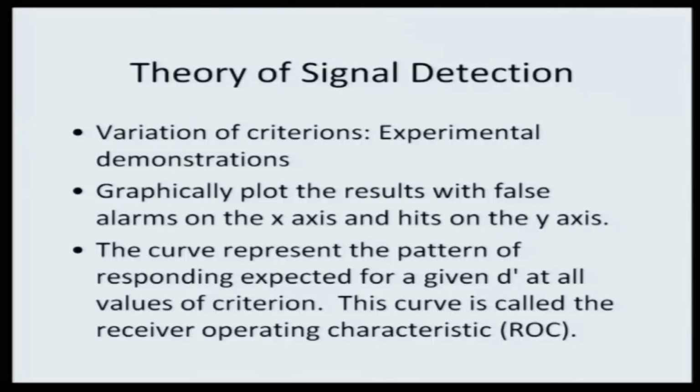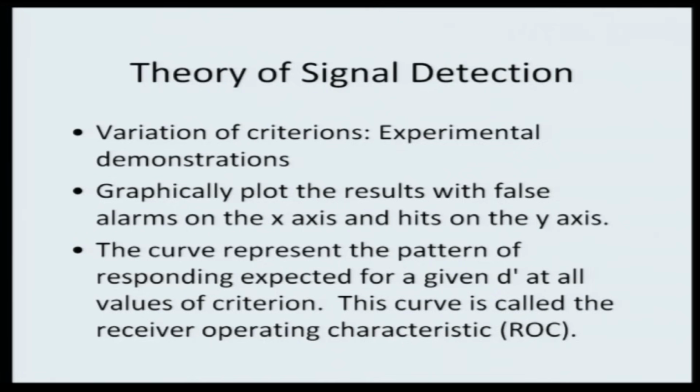Case 1, when hits are rewarded and false alarms are not punished. In the second case, when hits are not rewarded, but for creating a false alarm, you receive a punishment. Now, if you graphically plot the result with false alarms on the x axis and the hits on the y axis, you get a curve, and this curve is called the ROC curve, the receiver operating characteristics curve.